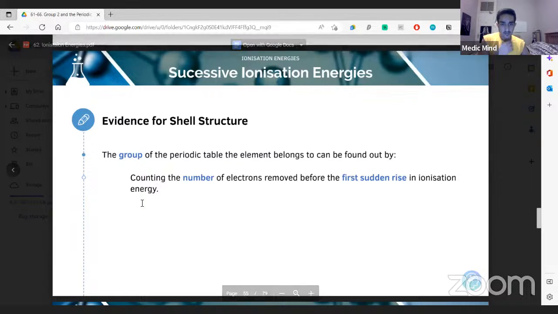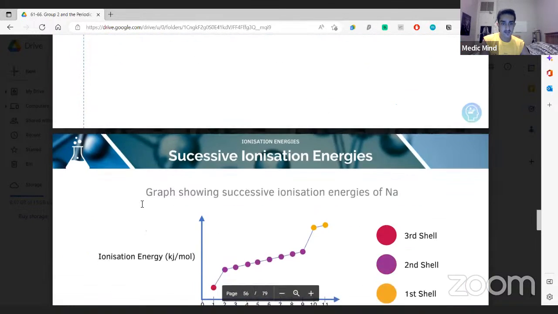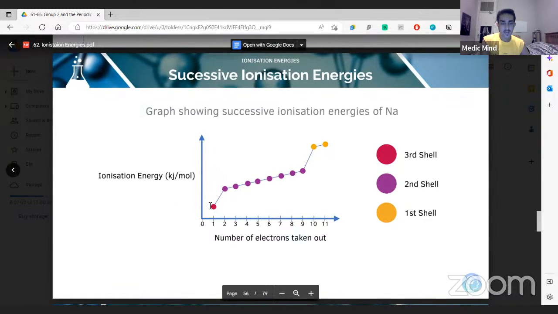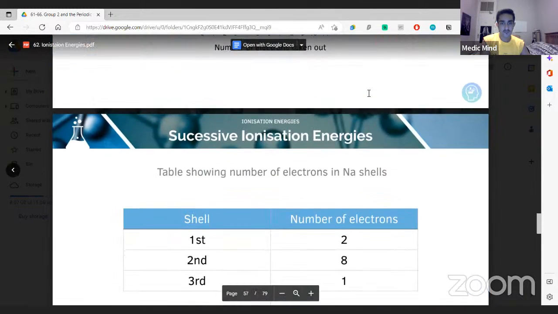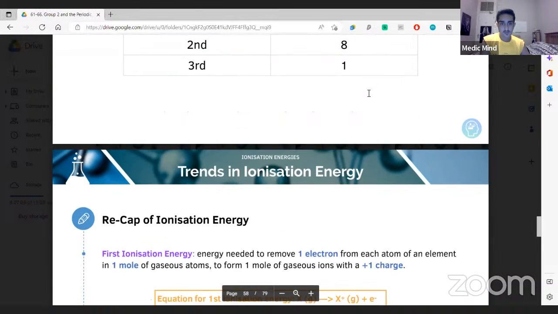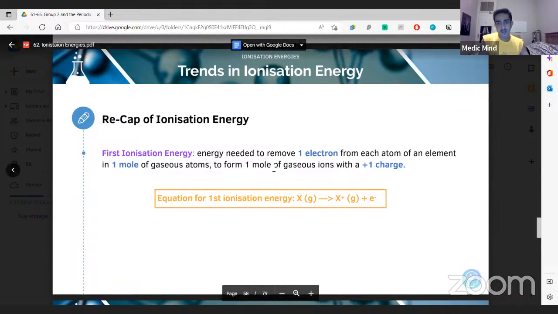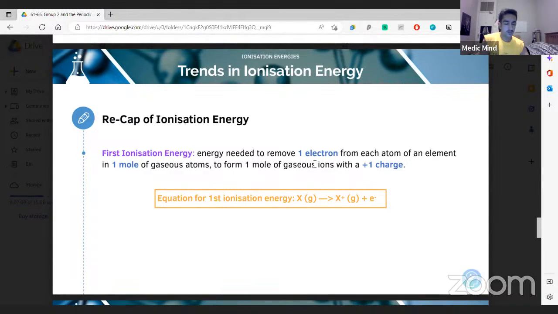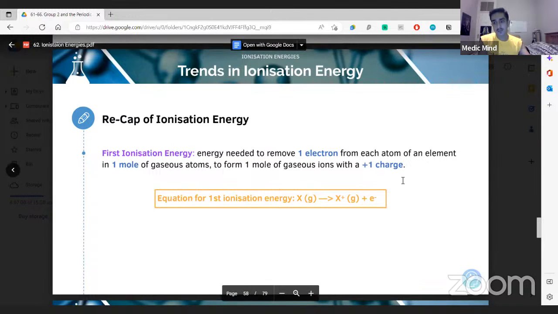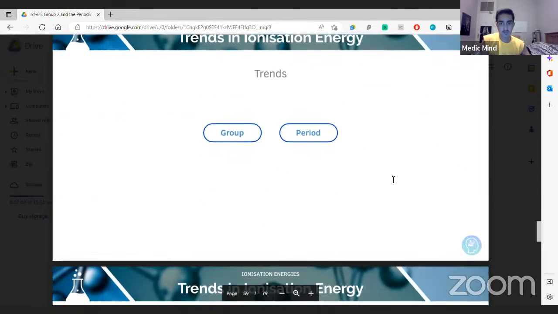So the group of the periodic table an element belongs to can be found out by counting the number of electrons removed before the first sudden rise in ionization energy. So this one has one electron removed, so it's group one. And the first ionization energy is the energy needed to remove one electron from each atom of an element in 1 mole of gaseous atoms, forming 1 mole of gaseous +1 ions. You just need to remember that.